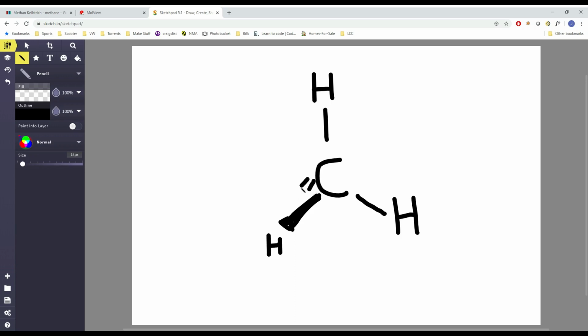And then, dash. I'm doing this with the mouse, so it's extra not perfect. But that would work. That's our 3D representation. That's what we're working with.